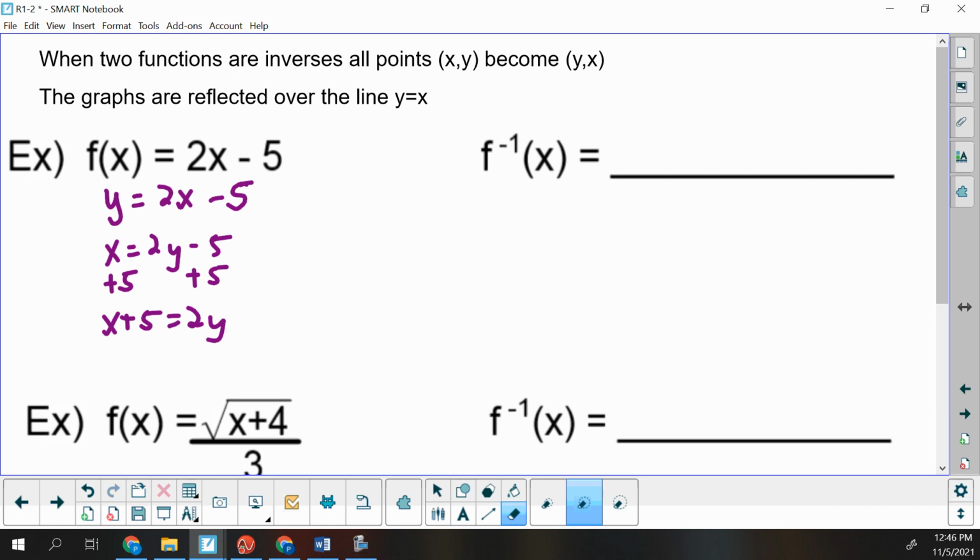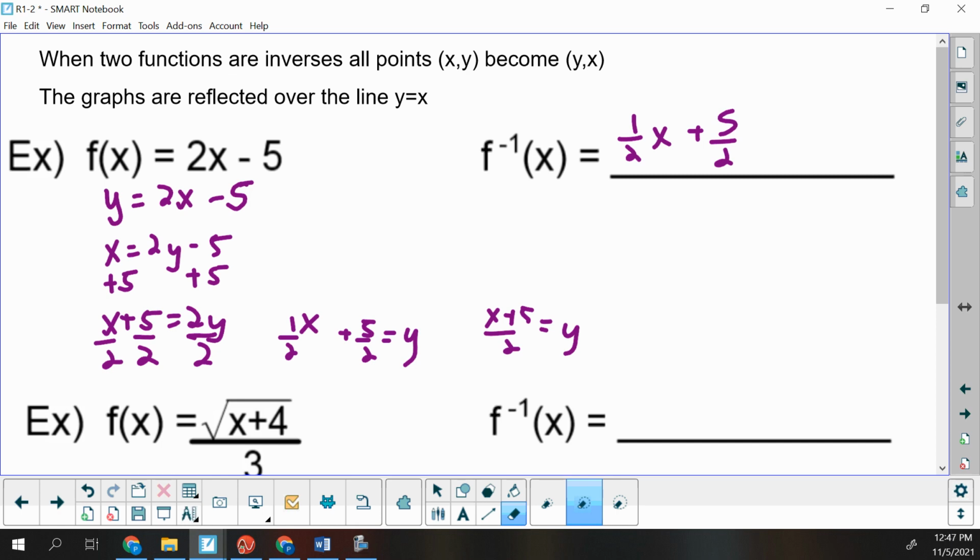And we'll divide by 2. And you can either divide everything by 2 or put it all over 2. So we could write it as 1/2 x plus 5/2 equals y. If you wanted, you could have left it as x plus 5 over 2 equals y. That's fine also. But that is what our inverse would be.